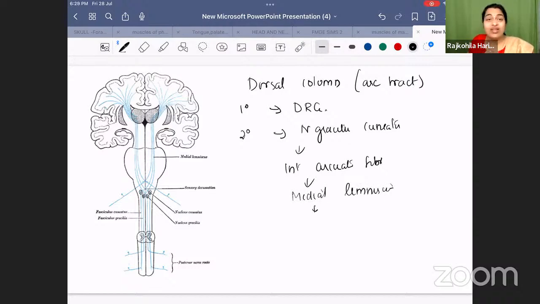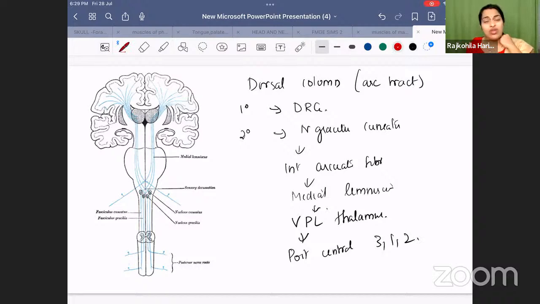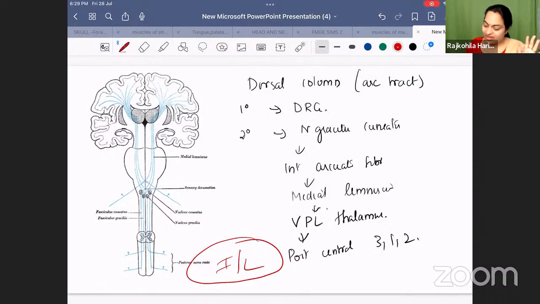And where does this medial lemniscus end? In which nucleus of the thalamus? In the ventroposterolateral nucleus of the thalamus. From there, they project to the postcentral gyrus, areas 3, 1, and 2. So a lesion of the posterior column is usually on the ipsilateral side. So these are the things you are expected to know in relation to the dorsal column pathway, right?